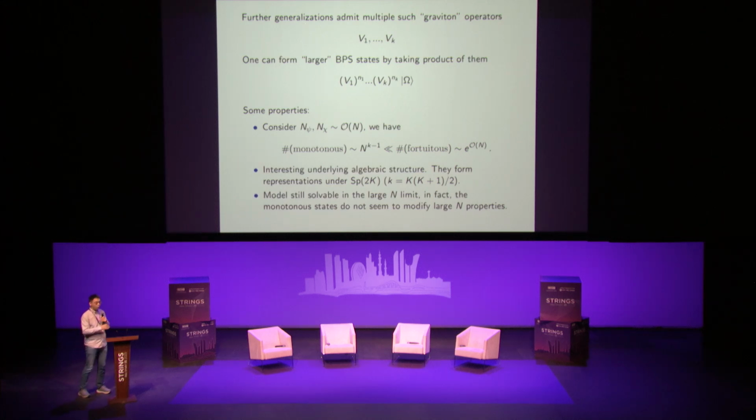Now, one might worry that once you've introduced structure in the coupling, maybe you can't solve the model anymore. That is actually not true. We found the model is still solvable in the large n limit. And interestingly, the existence of this small number of special states does not modify the large n properties of the model too much. The model still has these fortuitous states that are governed by the same solutions.